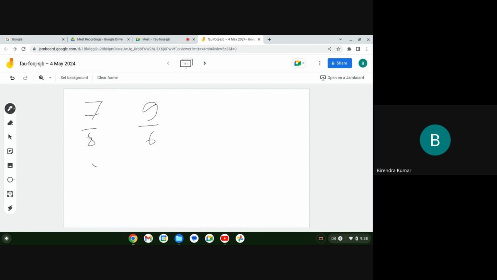7 by 8. 7 divided by 8. That is what my question starts with. When you write 7 by 8, you can compare, okay, you're going the right direction. Now, 7 is smaller than 8. So I need some magic, and that magic comes only from decimal.